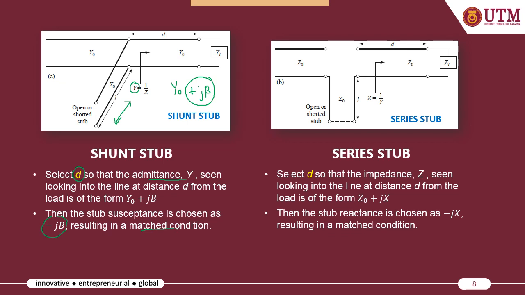While for the series stub, d is chosen so that the impedance seen at a distance d from the load is in the form of Z0 plus jX. So the stub reactance is chosen as negative jX, to remove the imaginary part so that it results in a match condition.